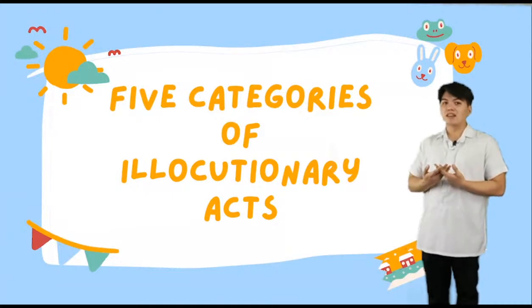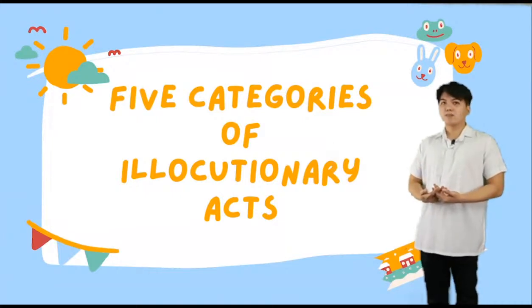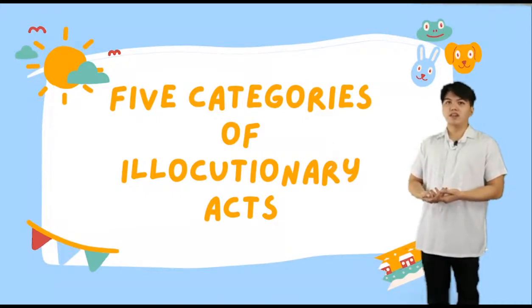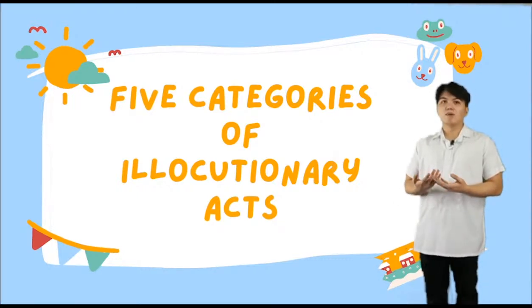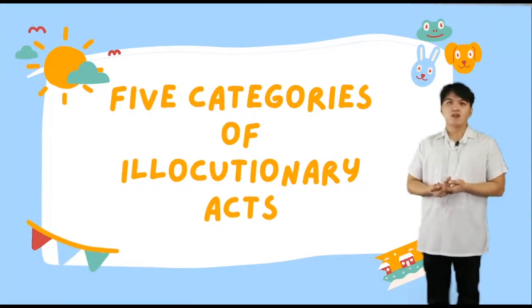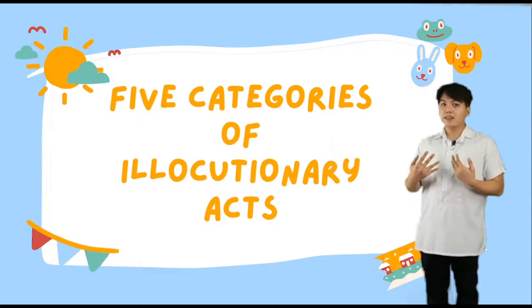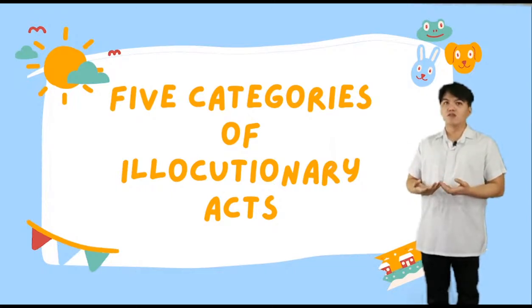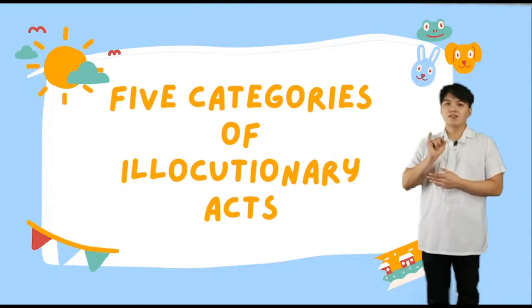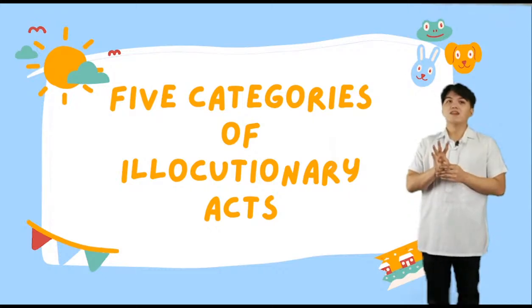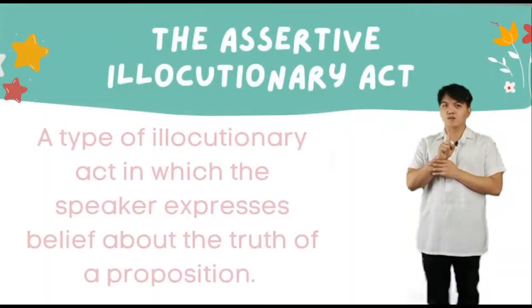However, that's not all. As a response to Austin's speech act theory, John Searle, in 1976, a professor from the University of California, Berkeley, classified illocutionary acts into 5 distinct categories. They are assertive, directive, commissive, expressive, and declaration. Let's begin with the first one.